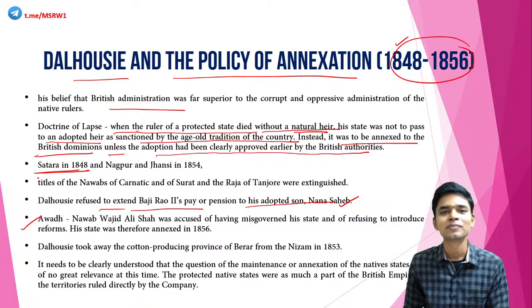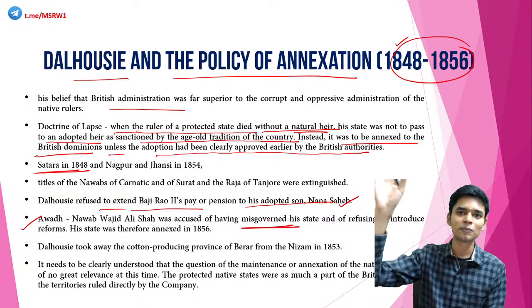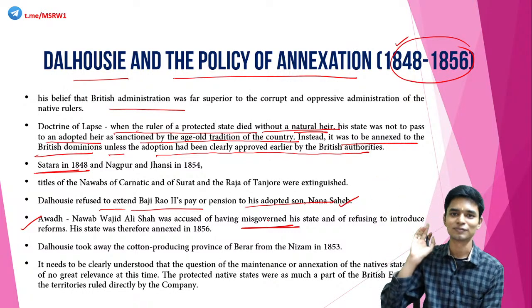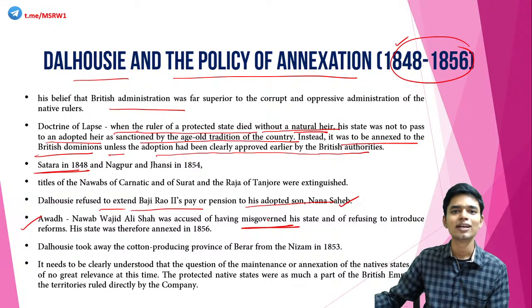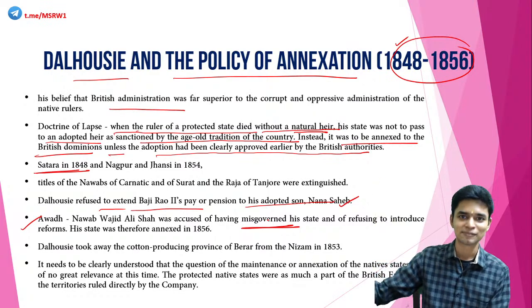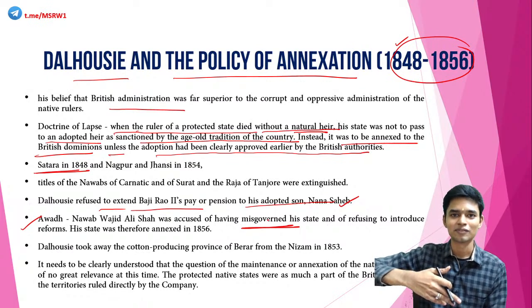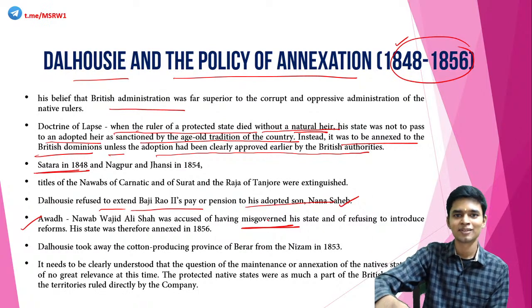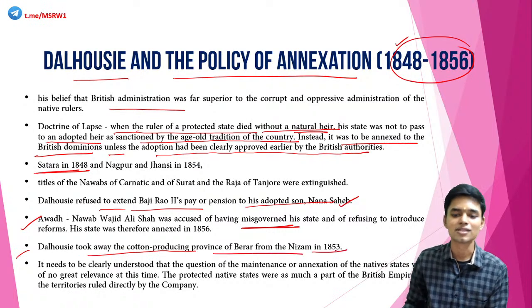So what did he do? He annexed Oudh on the pretext of misgovernance. He accused Nawab Wajid Ali Shah, who was the ruler of Oudh, of misgovernance, and he annexed Oudh. See, because he couldn't find a genuine reason to annex Oudh, he annexed it by building a reason. Clear? This turned the people of Oudh against Dalhousie. We will see that in the 1857 revolt, Oudh joined that revolt because of this humiliation. Then, Dalhousie took away the cotton-producing province of Berar from the Nizam in 1853 for commercial interests.